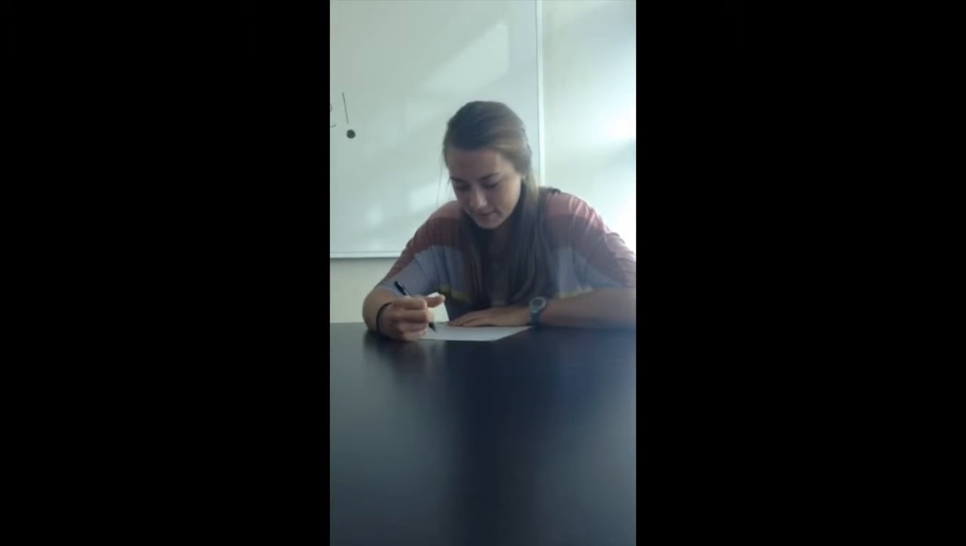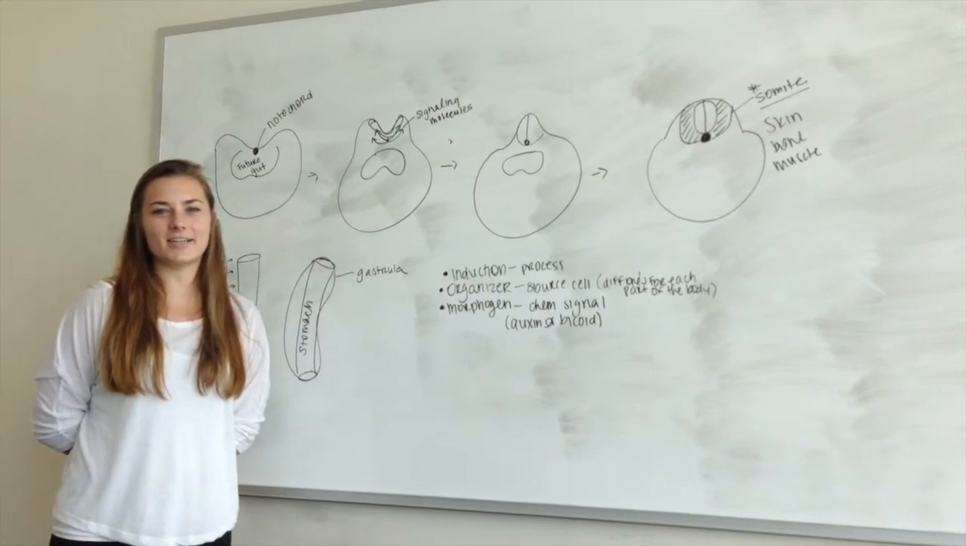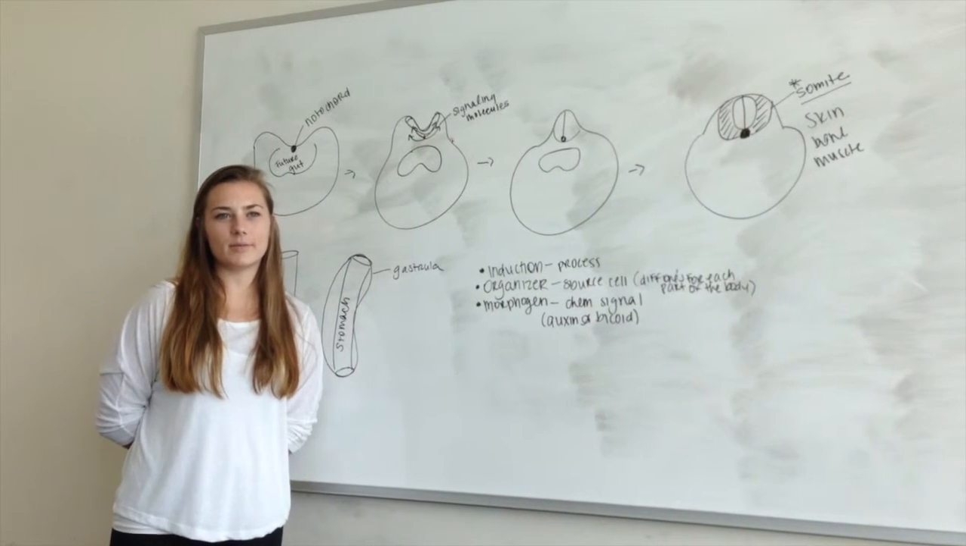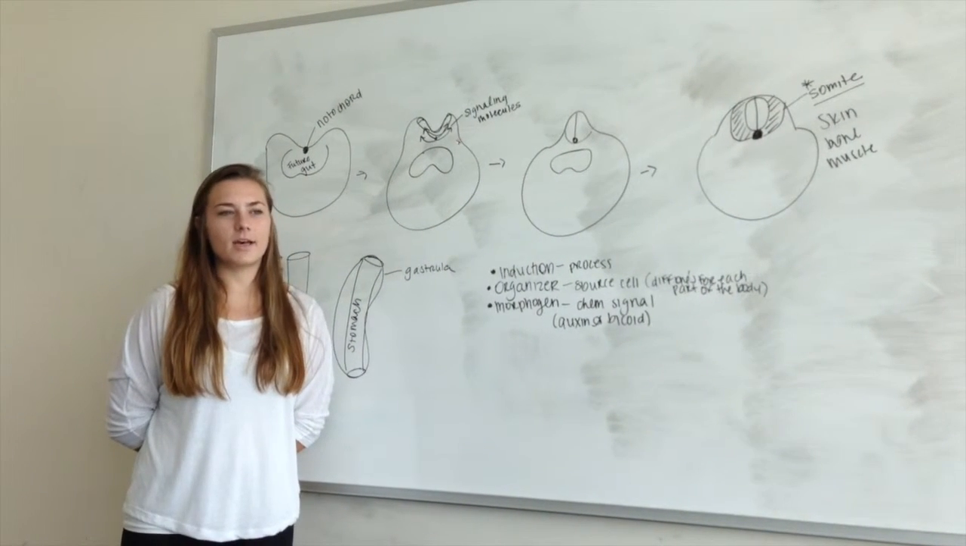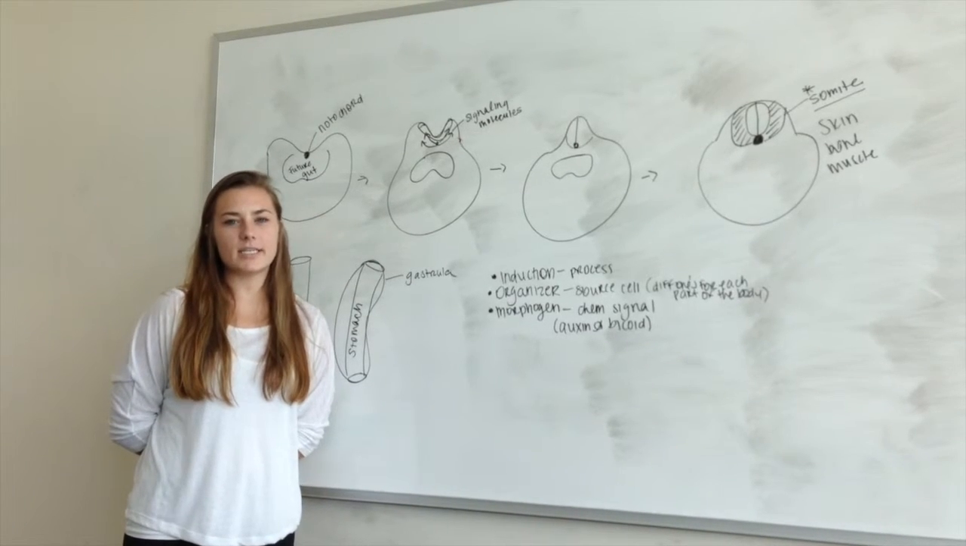Explain the process of organogenesis. Organogenesis is the further specialization of the three germ layers: endoderm, ectoderm, and mesoderm. It's also the laying down of the body's major tissues and organs.